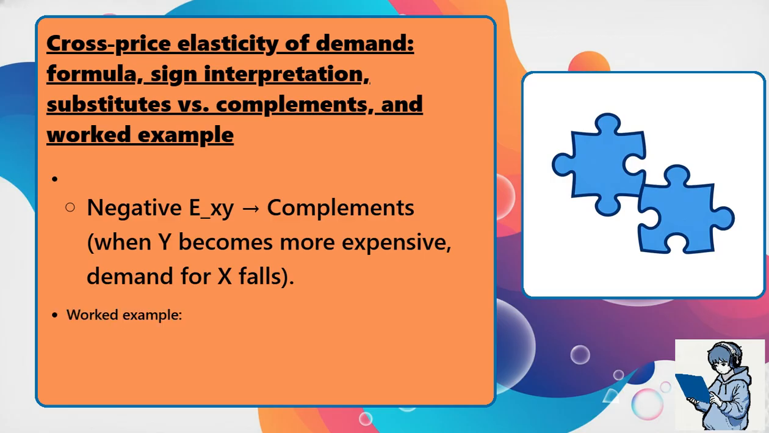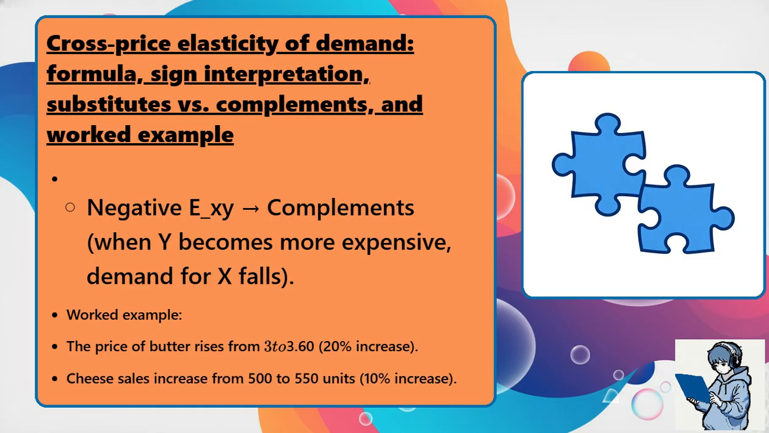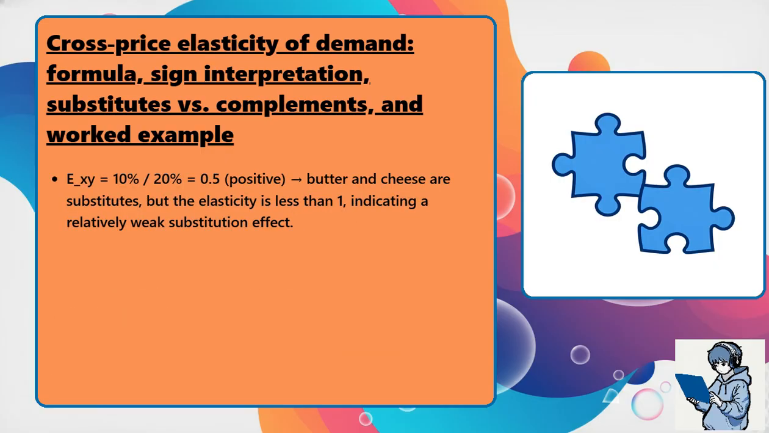Worked example. The price of butter rises from $3 to $3.6, a 20% increase. Cheese sales increase from 500 units to 550 units, a 10% increase. E sub XY equals 10% divided by 20% equals 0.5. Positive, indicating butter and cheese are substitutes, but the elasticity is less than 1, indicating a relatively weak substitution effect.